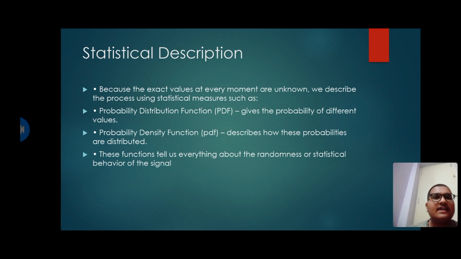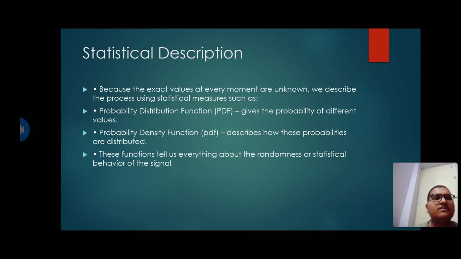Next, statistical description. Because the exact values at every moment are not known, we describe the process using statistical measures, such as probability distribution function, which gives the probability of different values. Probability density function, which is small pdf, describes how these probabilities are distributed.